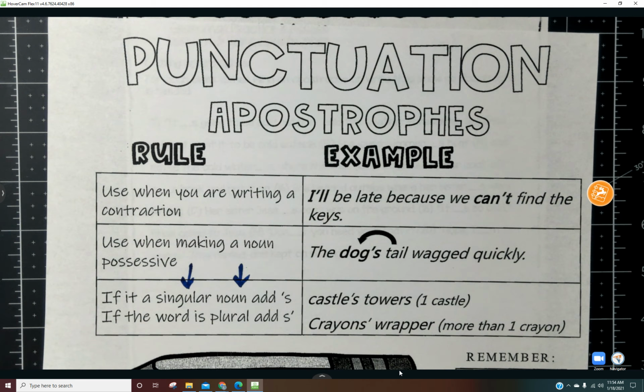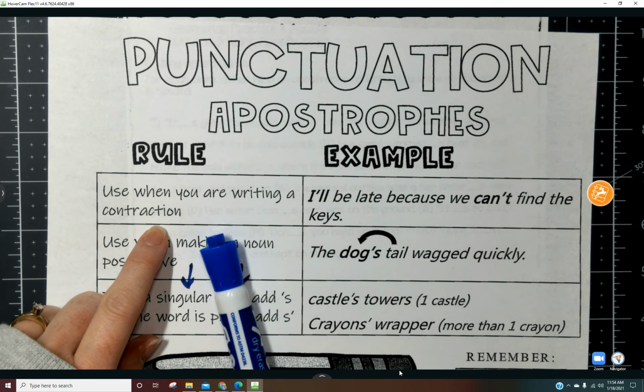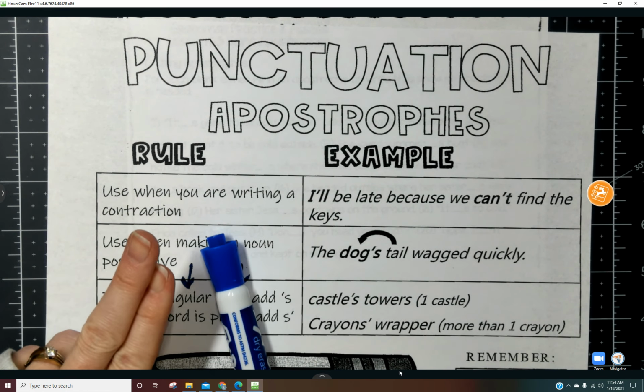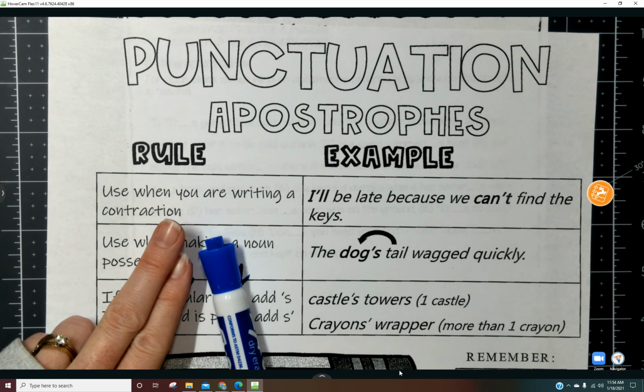Okay, so today we are going to go over some more punctuation rules. This time we're talking about apostrophes. So we will start with the rule used when you're writing a contraction. Remember, contractions are two words that we combine together, and we use that apostrophe to replace one or more letters.